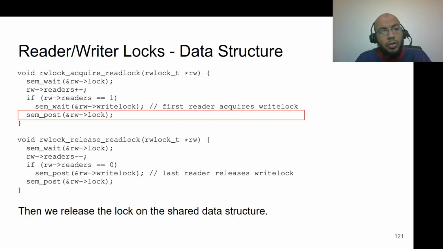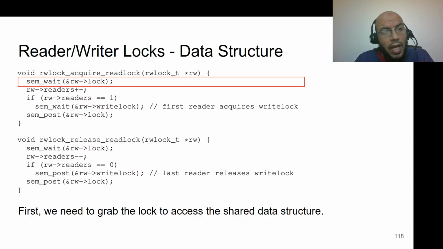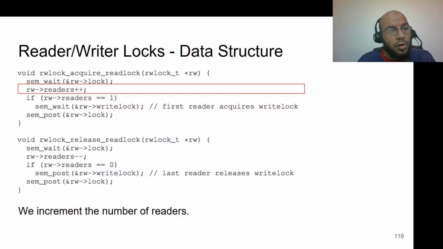When a second reader comes in, he basically will go through this code again and will check if the general lock is acquired. No, it's not, because the previous reader has released it. Increases the number of readers to 2. So it just went from 1 to 2 readers.